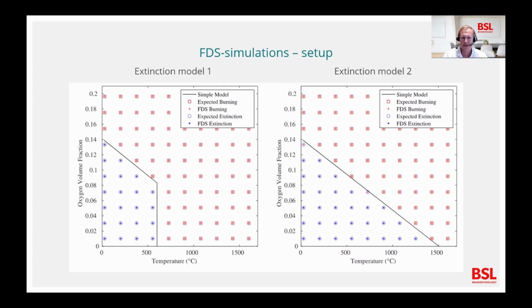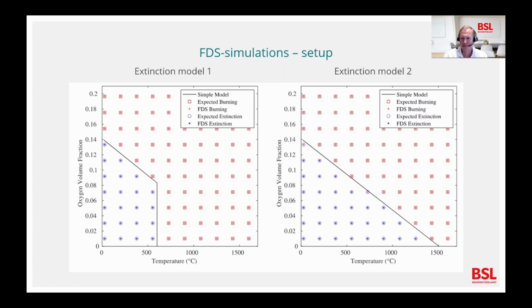I have done simulations with different extinction models. I started off using the default extinction model for version 6.7.9, which is extinction model 2. I changed the auto ignition temperature and the critical flame temperature in combination with an exclusion zone locally over the burner. However, for different reasons, I did not choose that path in the end.